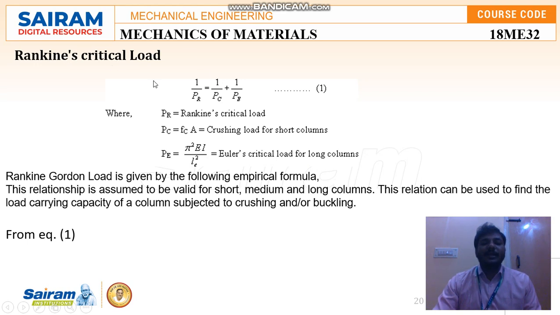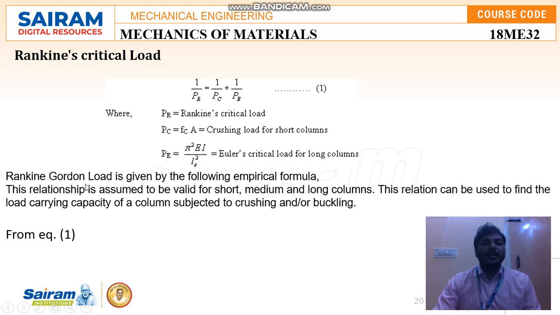This Rankine critical load is a comparison of the relation between short, medium and long columns. So PR, PC and PE: PR is the Rankine critical load, PC is the crushing load for a short column, and PE is Euler's critical load for long columns.